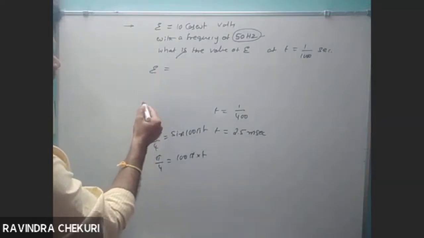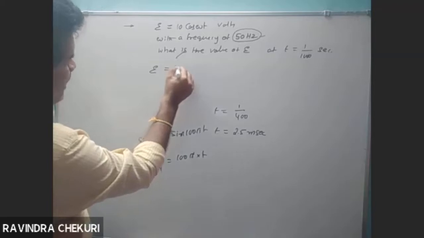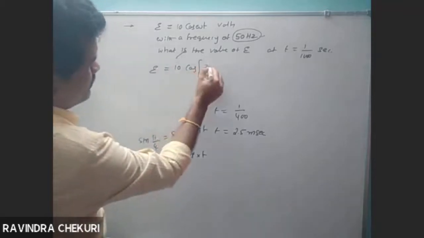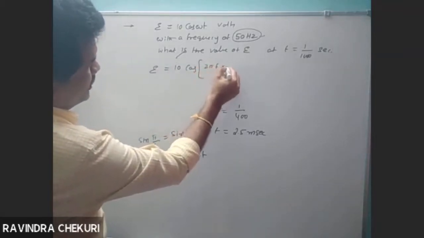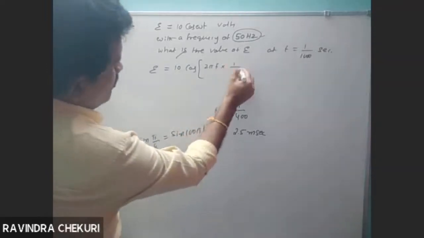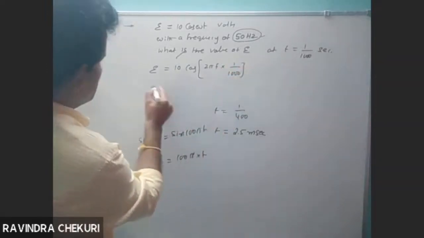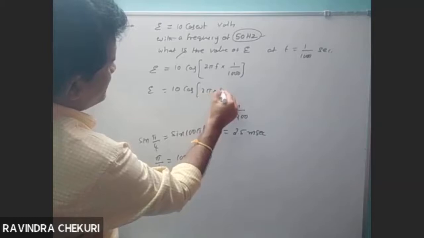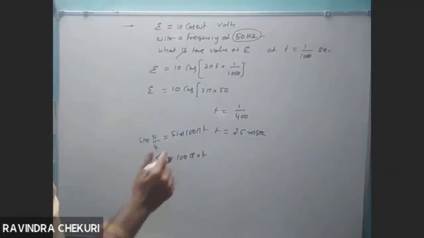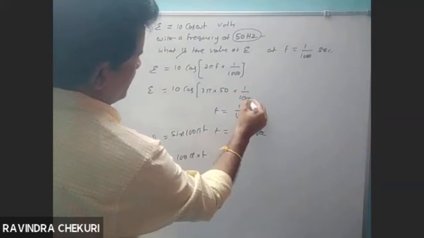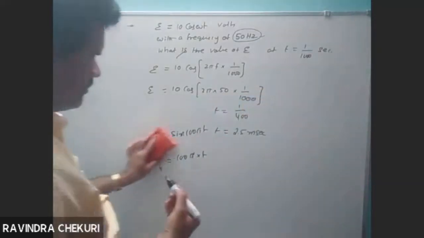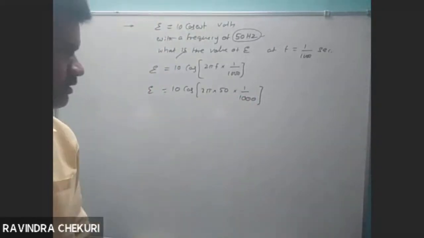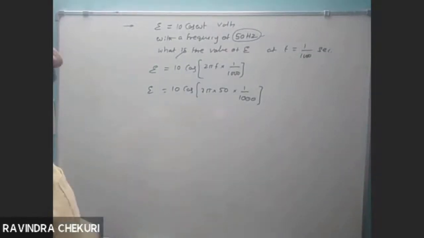Instantaneous EMF or instantaneous voltage E is equal to 10 into cos of omega t, what is omega? 2 pi f into time. What is the time? 1 by 1000. So E is equal to 10 into cos of 2 pi into the frequency, 50, into 1 by 1000. That is 2 pi f into t.